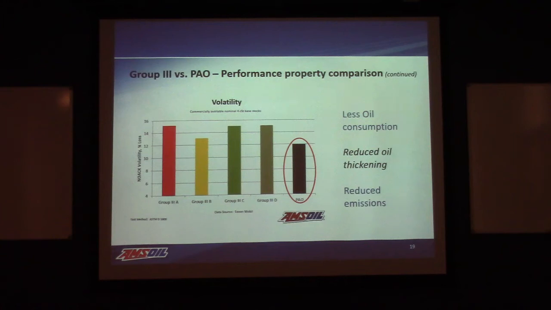Moving on from there, volatility. If we don't have the light fractions in an oil, we're not going to have as much volatility. So we should be able to see a similar variance between the two. PAO is far less volatile. And we can see a variance in volatility depending on where the product was actually manufactured.